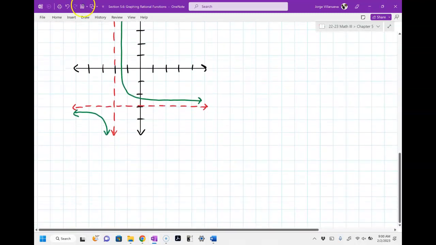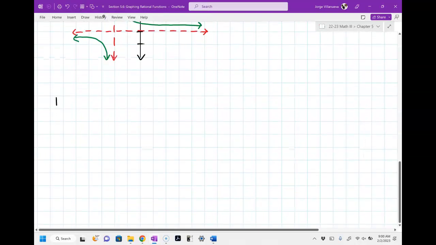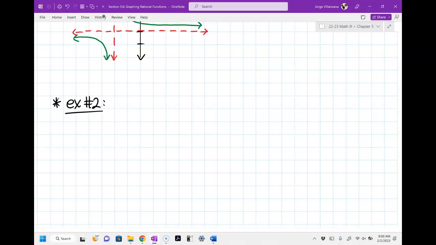All right, so let's do more of these. Like I said, you guys have 8, we can do 4. You doing 4 should be more than enough practice. So example number 2, let's try this one here. f of x is equal to negative 1 over x plus 2, minus 1.